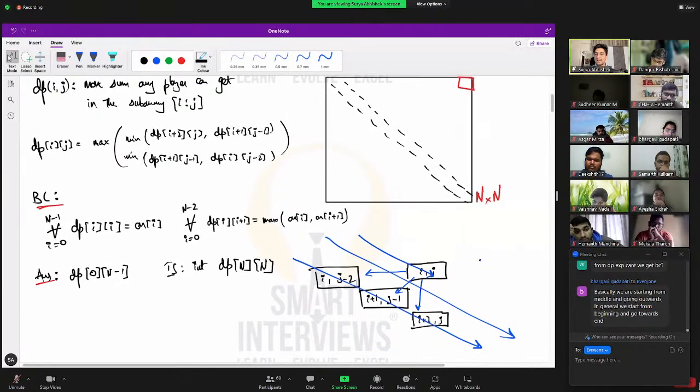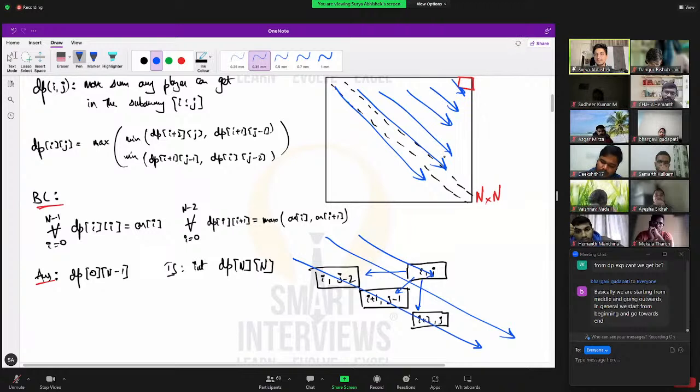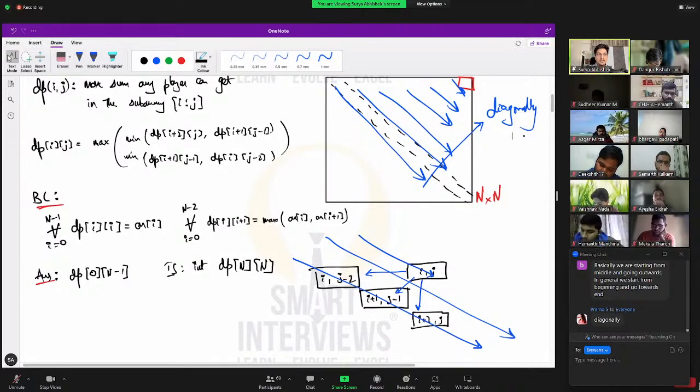It means that this matrix has to be filled diagonally and diagonally until you reach 0, n minus 1.